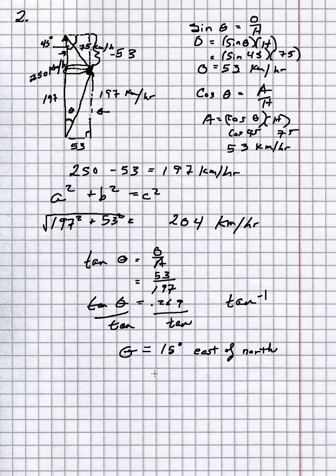And the magnitude is 204 kilometers per hour. You can see from our vector that it's shorter, and it is in that direction. So he is going slower, and he's veering off somewhat to the east because of this wind that's blowing on him. All right, on to number 3.